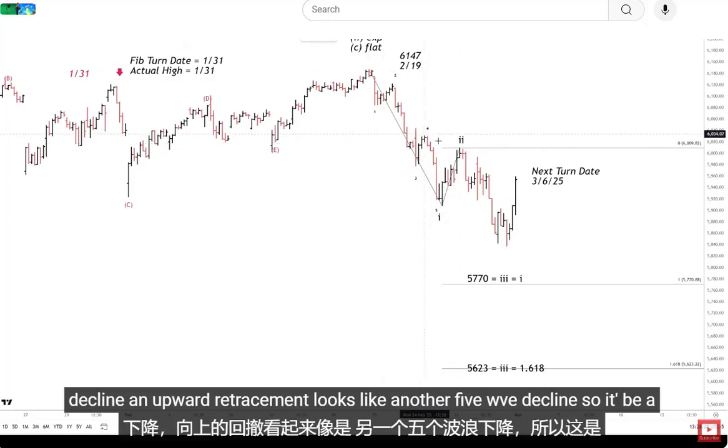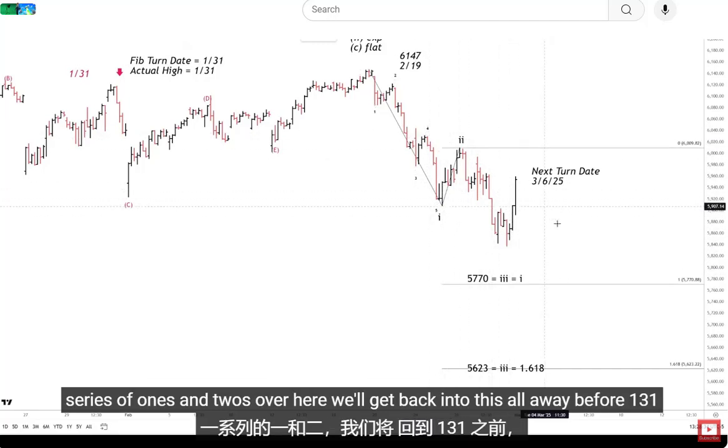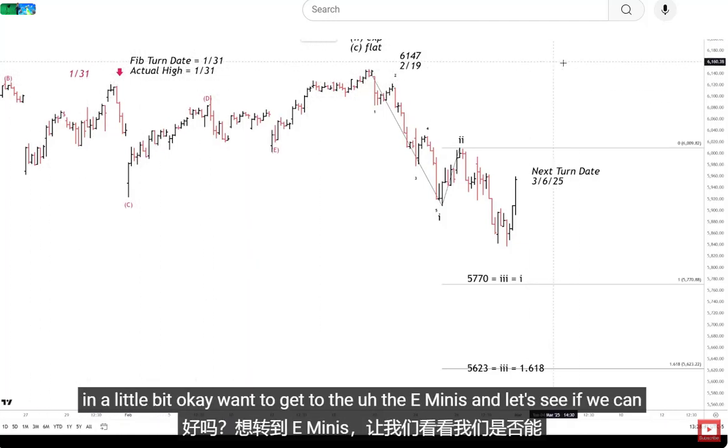A 5-wave decline, an upward retracement. Looks like another 5-wave decline. So it would be a series of 1s and 2s over here. We'll get back into this all the way before 131 in a little bit.